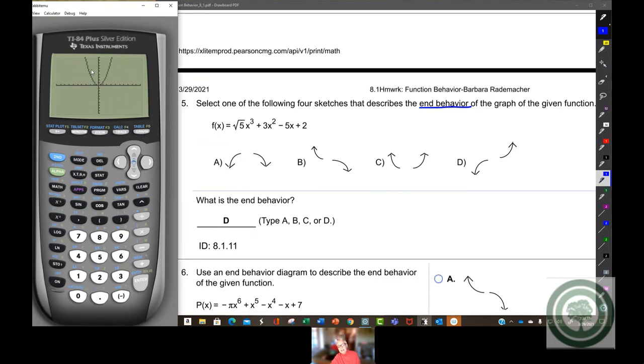Now here, the end behavior of y equals x squared is not what happens in the middle, but what happens out on the left end and the right end. That's what we're concerned about with end behavior. Graphs can do all kinds of weird stuff in the middle, but what are they gonna do out on the end?